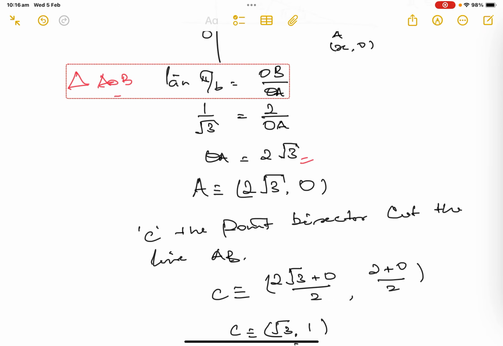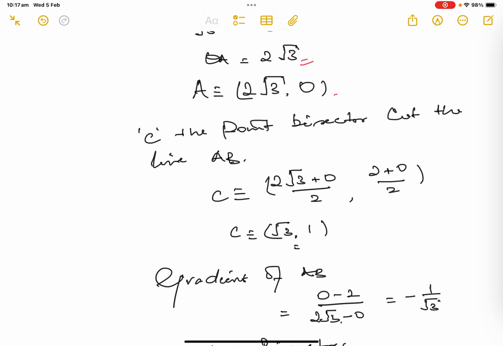Then the second part: find the equation of the perpendicular bisector of AB, giving your answer in the form y equals mx plus c, where m is given exactly, and c is an integer. Okay. They mention exactly, so we don't go into decimal places using a calculator.